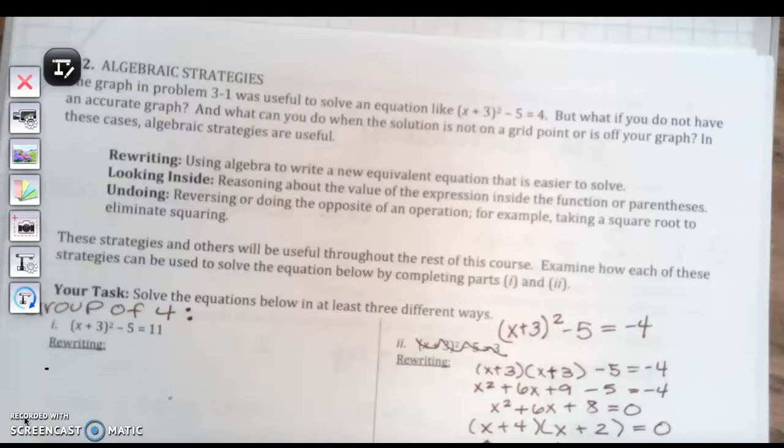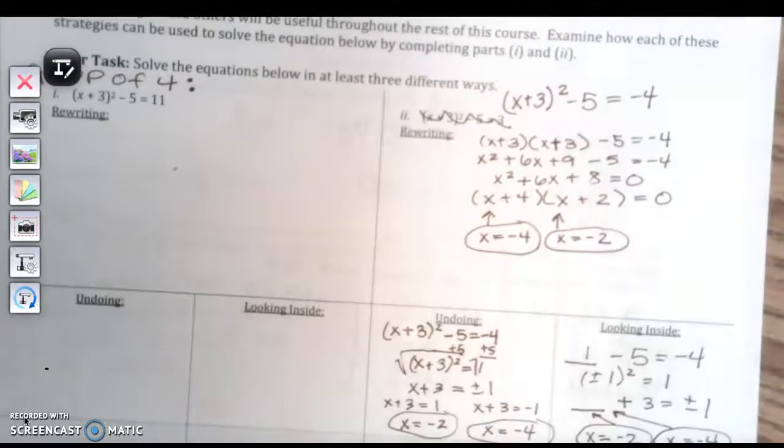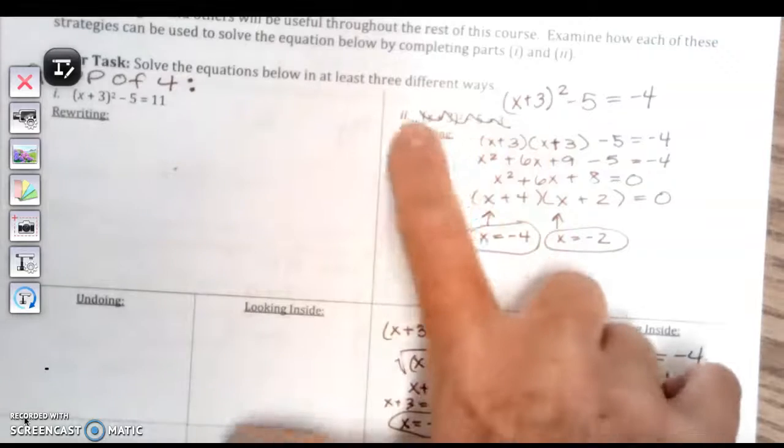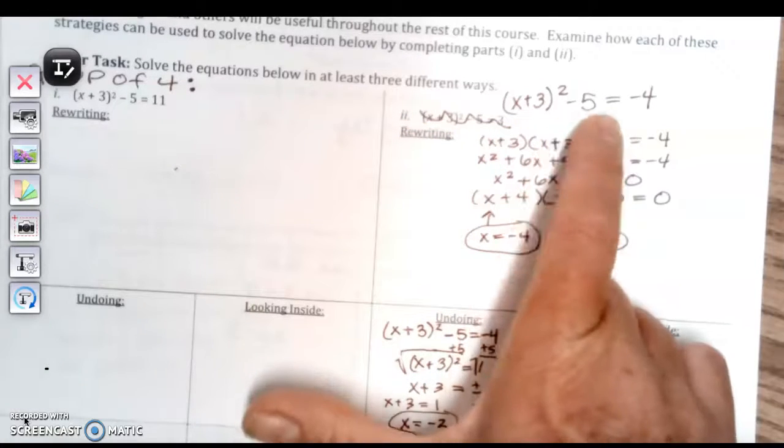Examine how each of these strategies can be used to solve the equation below by completing parts I and II. So 1 and 2, your task, solve the equations below in at least 3 different ways. All right, so the first one I'm going to have you do when you get to your groups of 4. But for now, we're going to look at the second one, which is, I want you to actually rewrite it. So scribble out the one that's there and put (x plus 3) squared minus 5 equals -4.